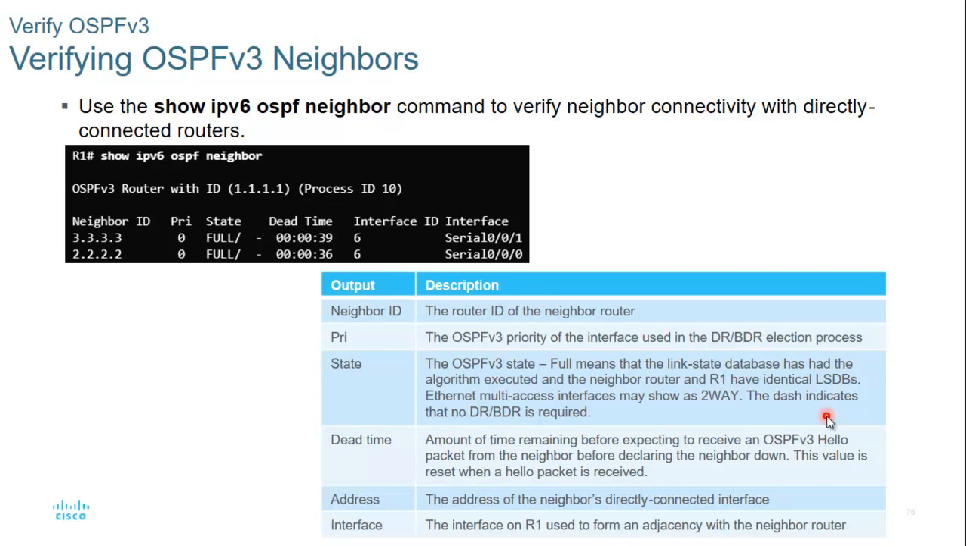Now we want to investigate or verify the neighbors. We use the show IPv6 OSPF neighbor command to verify neighbor connectivity with directly connected routers. If you look at this, it's pretty similar to version 2, right? We have the neighbor ID, the priority, the state, and because it is point-to-point, there's no DR or BDR. Then we have the dead time, how long you're going to wait before you say that this neighbor is dead. And then we have the interface that it is connected to.